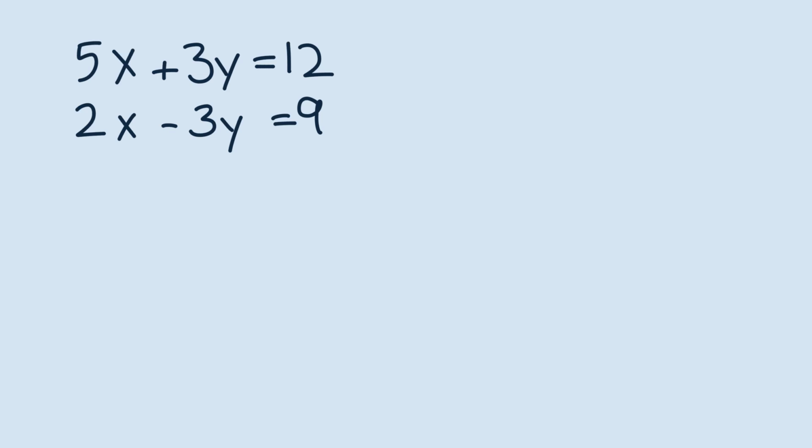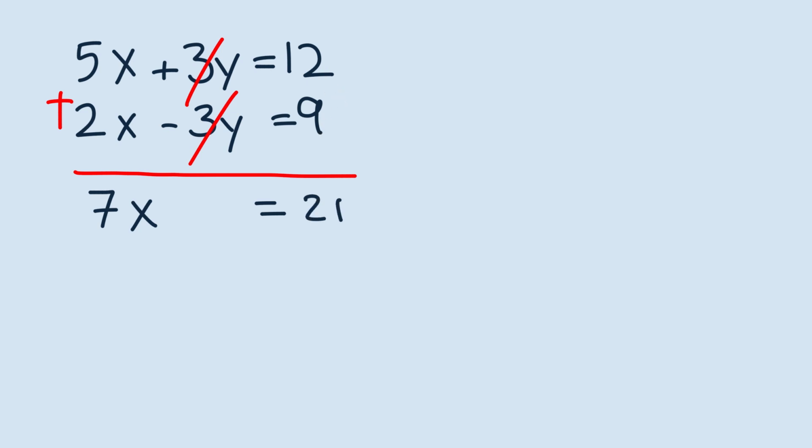So using the elimination method, we can add these two equations. You will notice here the coefficient of the variable y is positive 3, and here we have a negative 3. So adding these two equations, we can cancel them out. We will be left with 5x plus 2x, which equals 7x, and this is equal to 12 plus 9. 12 plus 9 is 21.